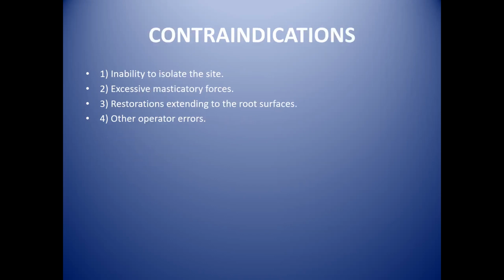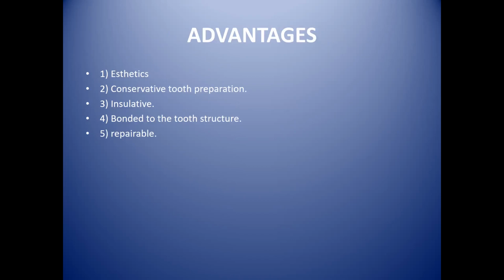Its contraindications are inability to isolate the site. It is very sensitive to moisture. It is technique sensitive. Excess masticatory force can cause fracture of the restoration. Restorations extending to the root surface are also a contraindication, since the hybridized dentin is not etchable like normal enamel and dentin, there can be a gap between the restorative material and the root, and other operative errors.